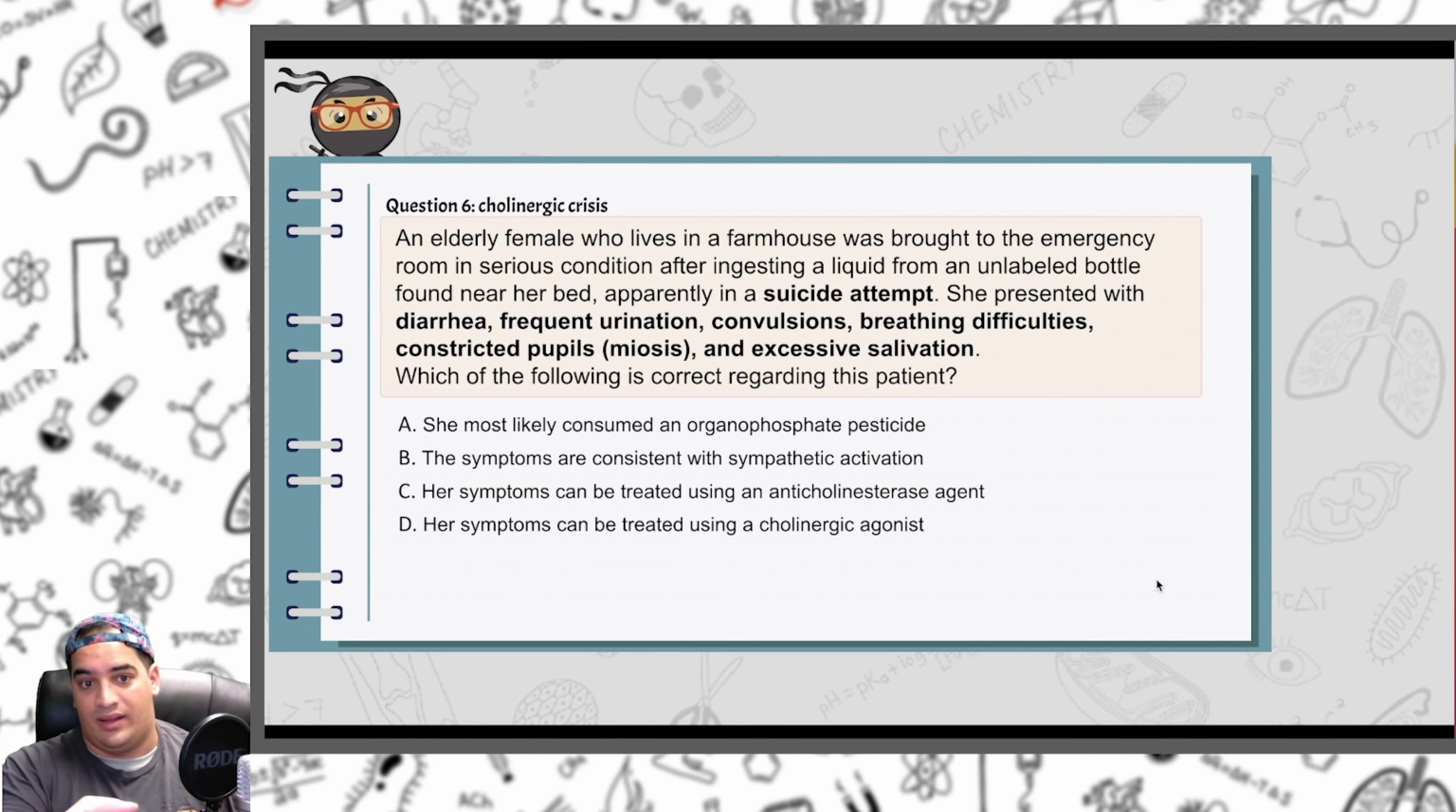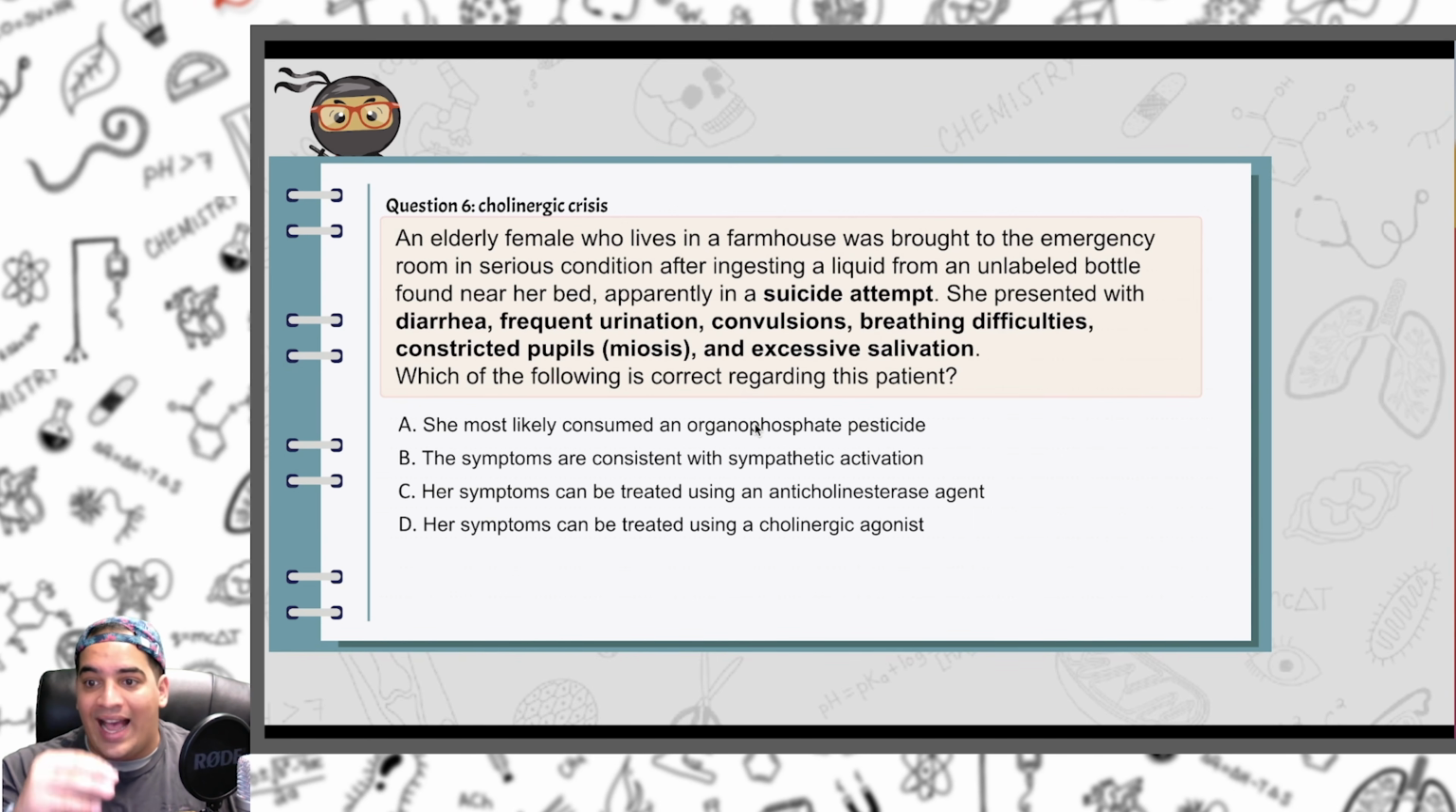In this situation, you can obviously see that they're going to have lots of salivation. They would also have lacrimation as well. And sweating, if they had sweating in here, they don't mention that. But either way, most of the symptoms present there are definitely a cholinergic crisis. So, which of the following is correct regarding this patient? They consumed an organophosphate pesticide. Remember I told you organophosphates are those that cause irreversible inhibition of the acetylcholinesterase enzyme. If you irreversibly inhibit the acetylcholinesterase enzyme, you make the acetylcholine levels within the synapses stay elevated for a long period of time.